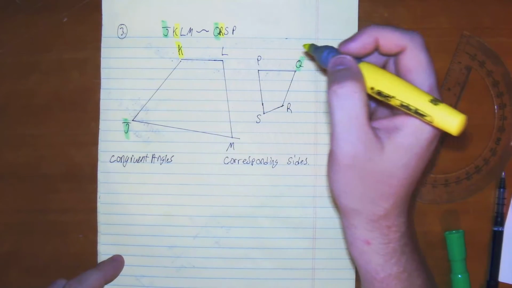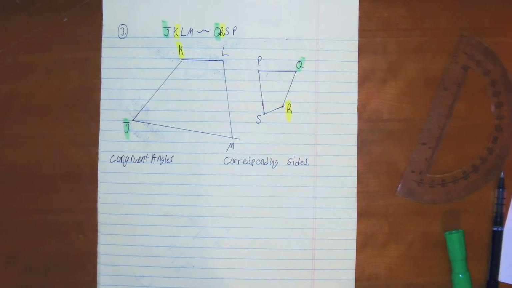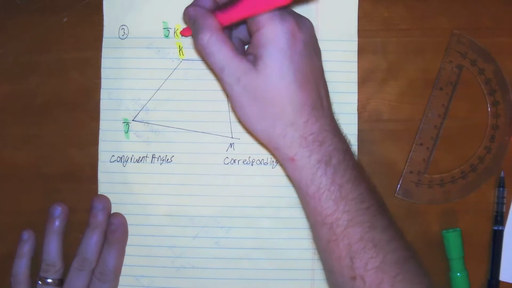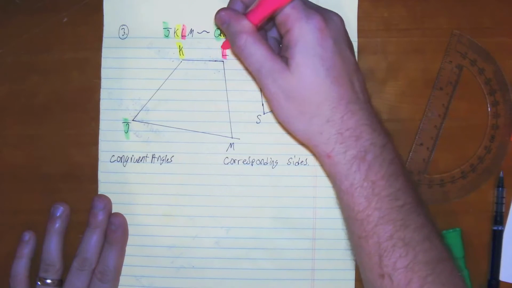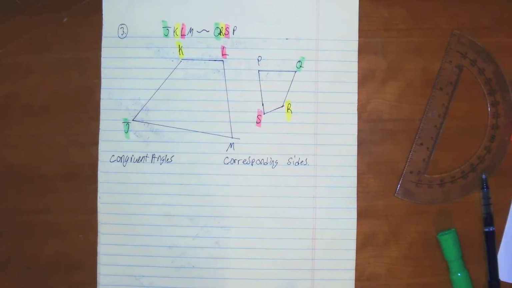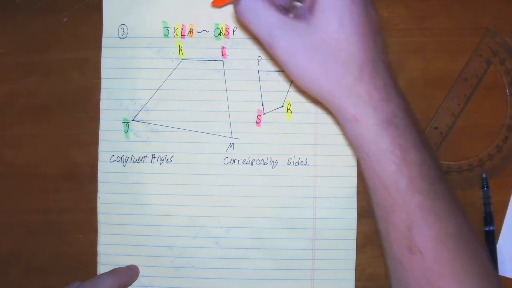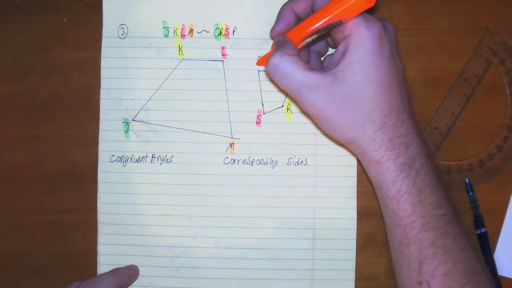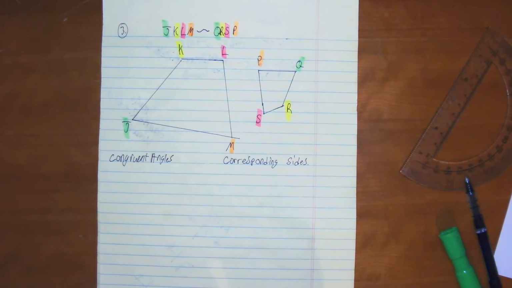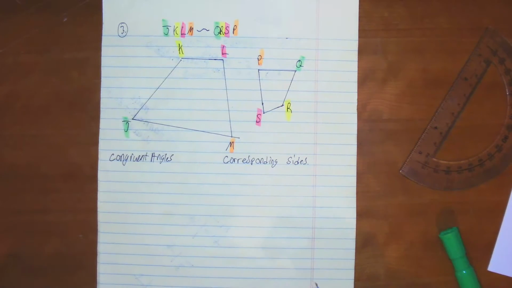K is congruent to R. And then we have L, which is going to be with S. Then lastly we have M, which is going to be with P. So doing this color coding makes it much easier for us to see what is congruent to each other.